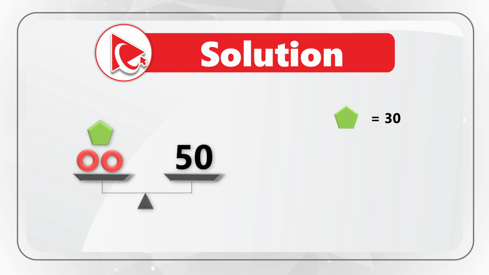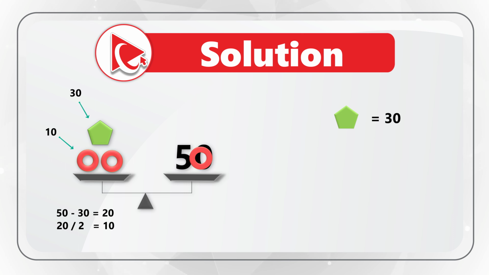Second scale contains one pentagon and then 2 bagels, and the combination of these shapes equals number 50. We already know the value of pentagon, which is 30. All we need to do is divide the remainder of the calculations 50 minus 30, which equals to 20, by 2, because there are 2 bagels, and calculate the value of bagel, which is 10.